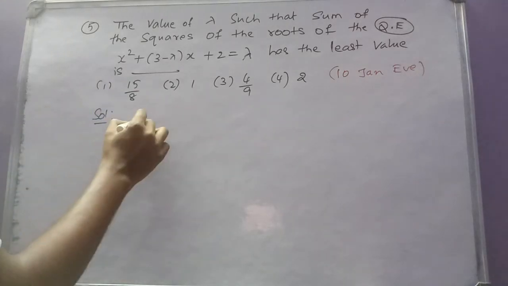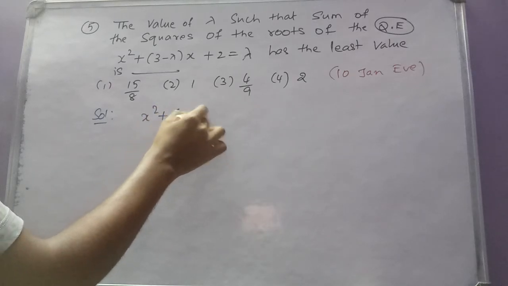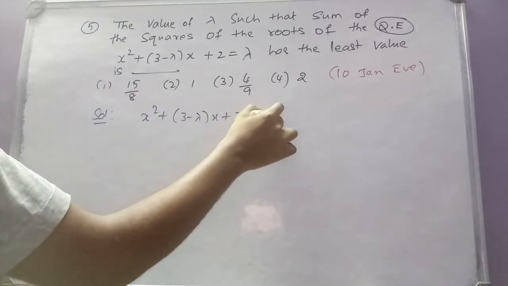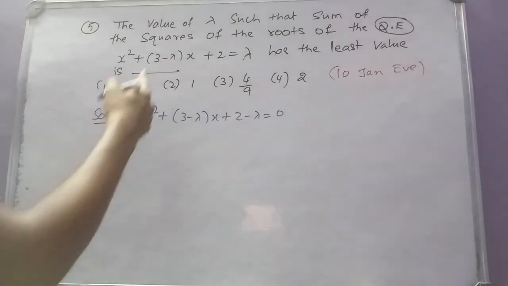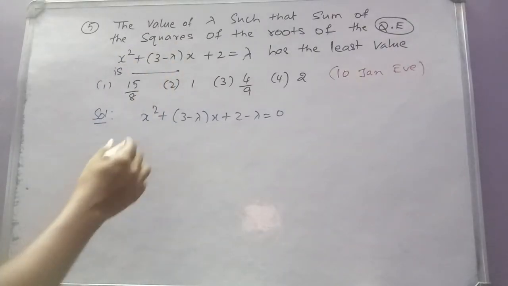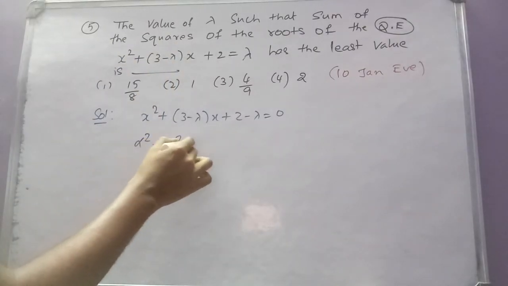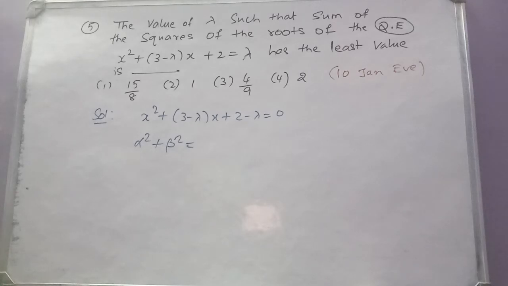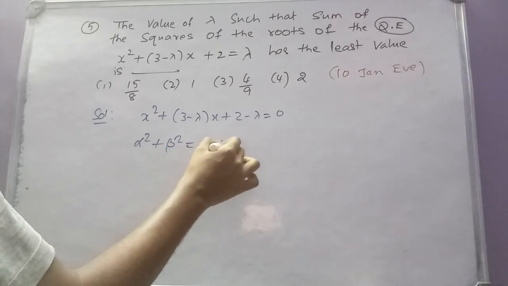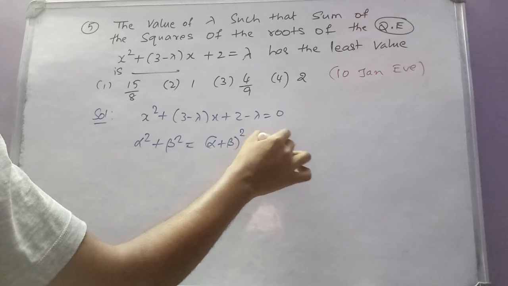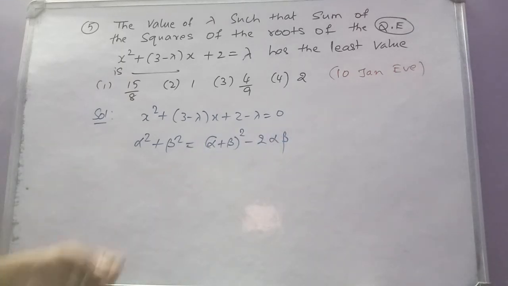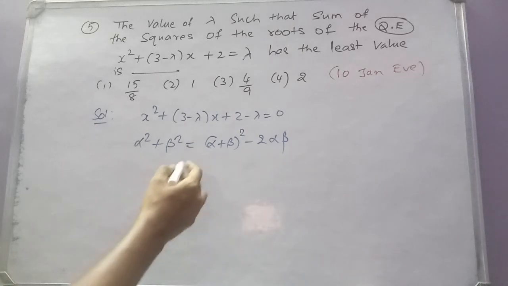So anyhow, the quadratic equation is x square plus (3 minus lambda) x plus (2 minus lambda) equal to 0. Let us first find the sum of the squares of the roots, that means alpha square plus beta square. So using symmetric functions of roots, alpha square plus beta square is (alpha plus beta) whole square minus 2 alpha beta. You can find the concept of symmetric functions of the roots in our playlist of quadratic equations.